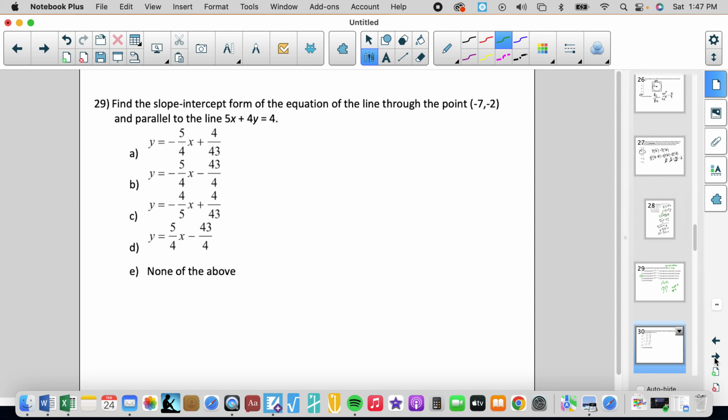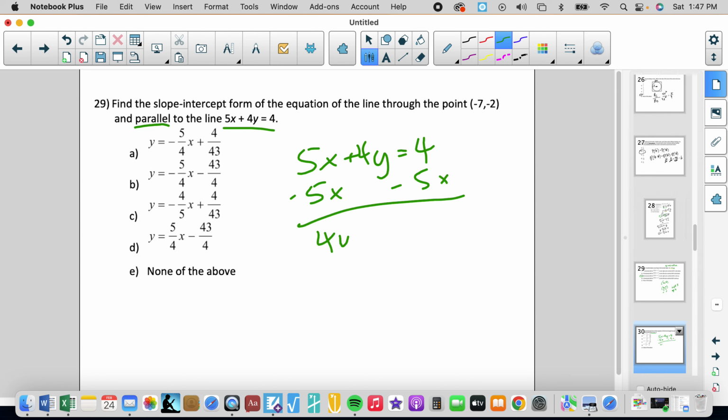Being familiar with all these is going to determine the time that you're going to spend on each question. Find the slope-intercept form of the equation of the line through the point in parallel to this. That's not in slope-intercept form, so I can't find the slope just yet. So I'm going to turn this into slope-intercept form so I can find the slope: y equals negative 5x plus 4, divide by 4, divide by 4, divide by 4. Y equals negative 5 fourths x plus 1.